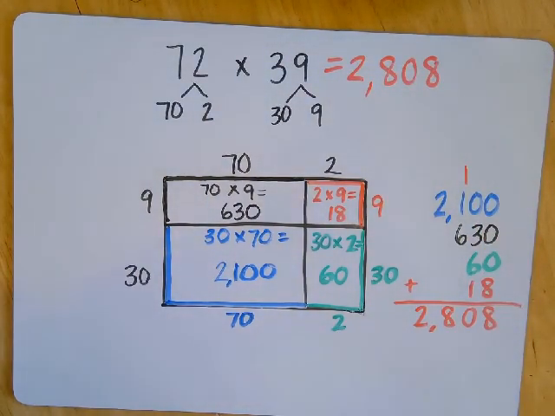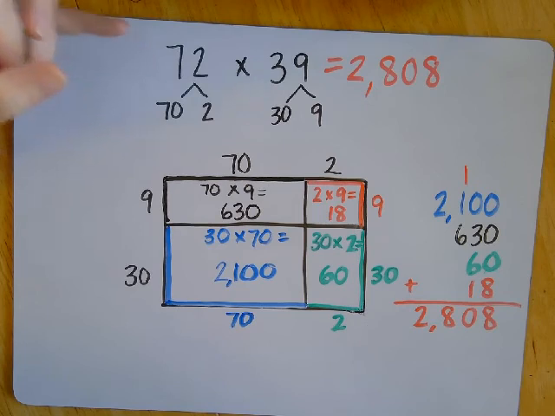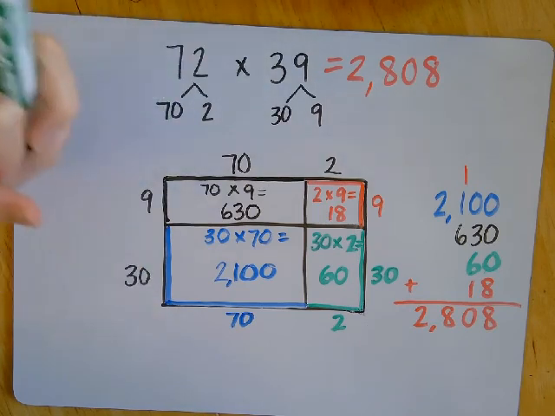Okay, look on Canvas for the assignment that we are going to be doing. It will be about 2 by 2 digit multiplication using the area model.